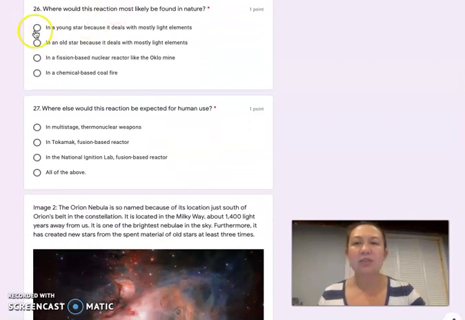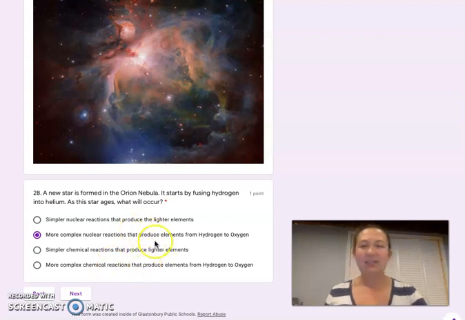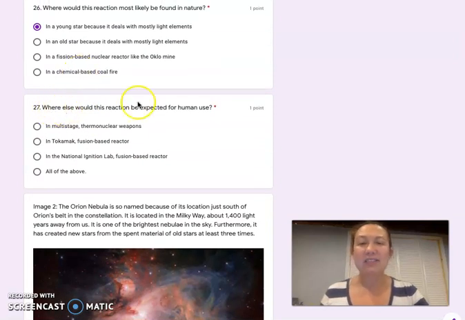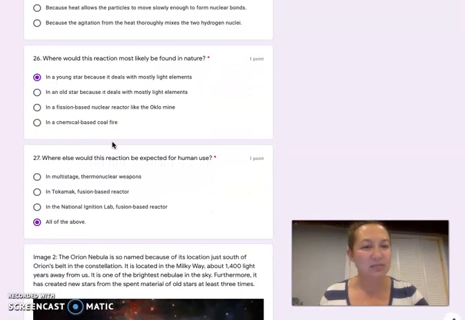This reaction would most likely be formed in a young star because older stars, like in 28, do more complex reactions that go up to about oxygen. Ooh, I realized there are two correct answers here, so fixing 28 later. Right. Finally, 27. We would expect to see fusion in all of the above, in multi-stage thermonuclear weapons, or in fusion-based reactors. Now, I didn't talk about fission a lot in this section.